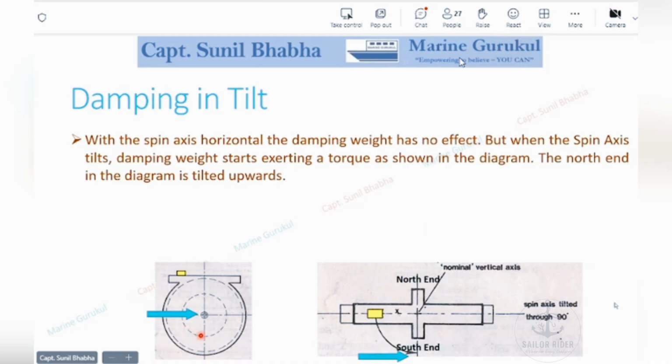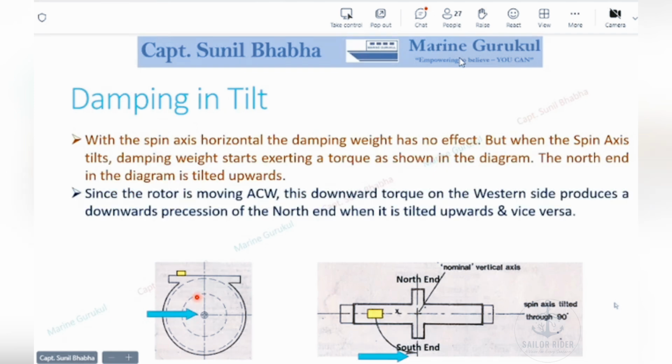Now we know our rotor is spinning in the anti-clockwise direction. Looking from the south end, it is spinning anti-clockwise. So let me show you the direction of the spin, and we will be able to then see how this force actually moves the spin axis, basis the gyroscopic precession. So this is the direction represented by the maroon color arrow in which our rotor is spinning. It is anti-clockwise when viewed from the south end.